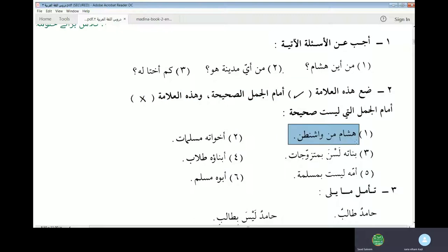Hishamun in Washington. Hisham is not from Washington. Hishamun in New York. Hishamun laysa min Washington. Aaj ko sahi nahi karna bas ye humne batane ya to sahi hai ya galat hai bas. Akhwatuhu Muslimatun. His sisters are Muslims. Sahi.